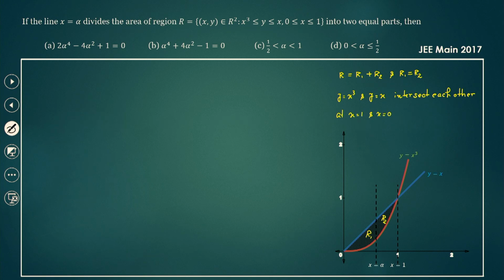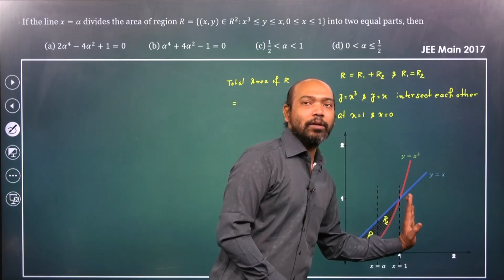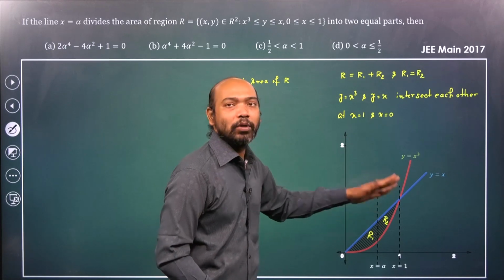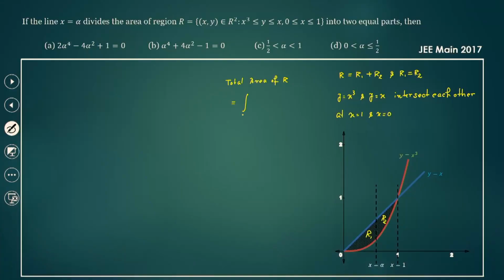Okay. Now see, what is the total region? So the total area of R is bounded by x equal to 0, x equal to 1, the top curve is y equal to x, and the bottom curve is y equal to x cube. So it's the area between the two curves, so it will be 0 to 1. Obviously the top curve is x minus x to the power cube dx. That's the area. Let's calculate that area now.